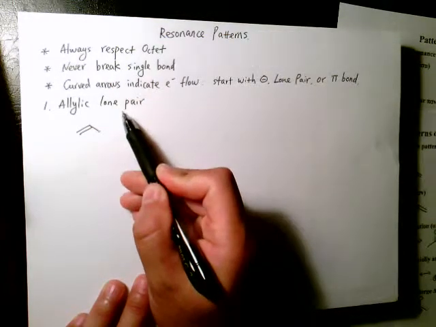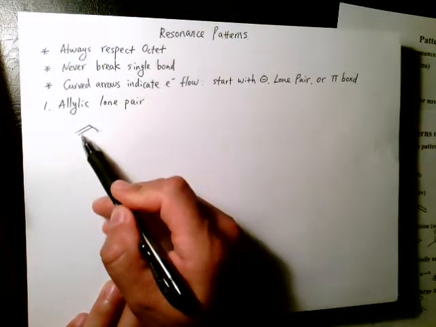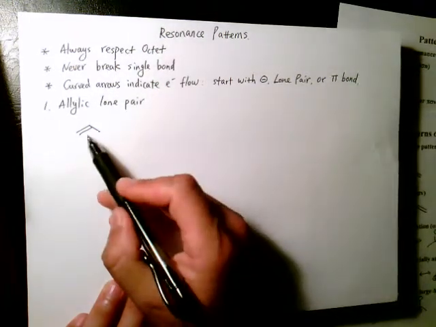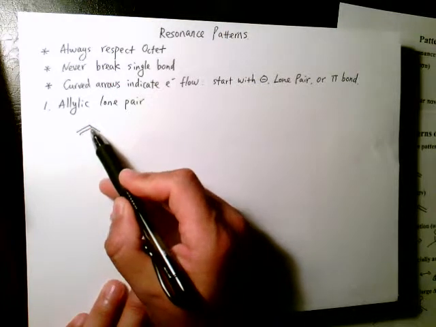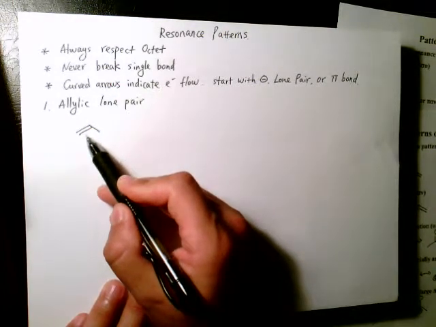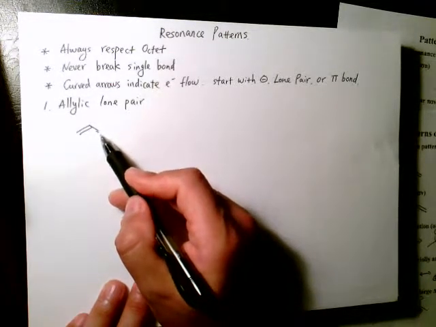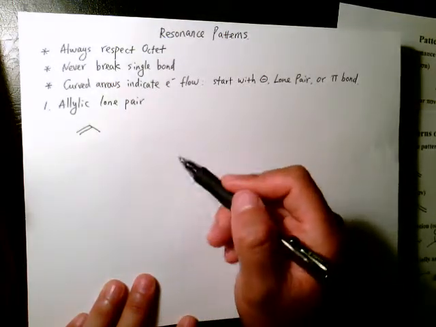So that lone pair, and of course the double bond or the pi bond, can be a carbon-carbon double bond, or a carbon-oxygen double bond, or a carbon-nitrogen double bond. There are different possibilities. The lone pair can be a lone pair on carbon, or a lone pair on oxygen or nitrogen. So now we are going to explore a few different scenarios.